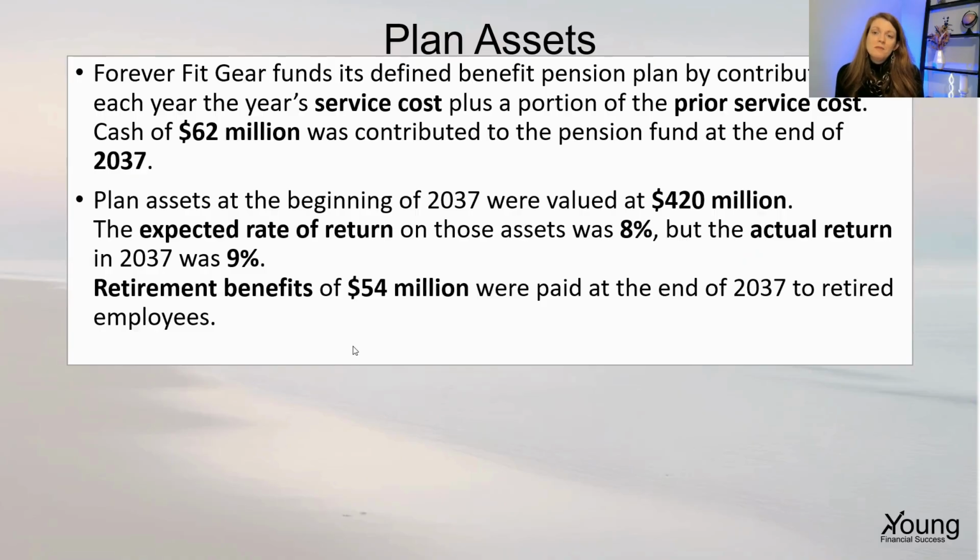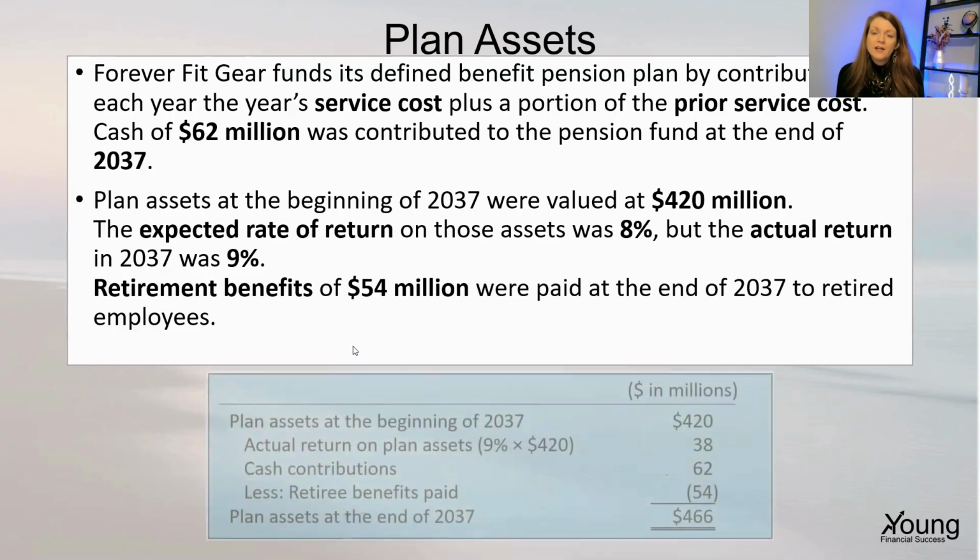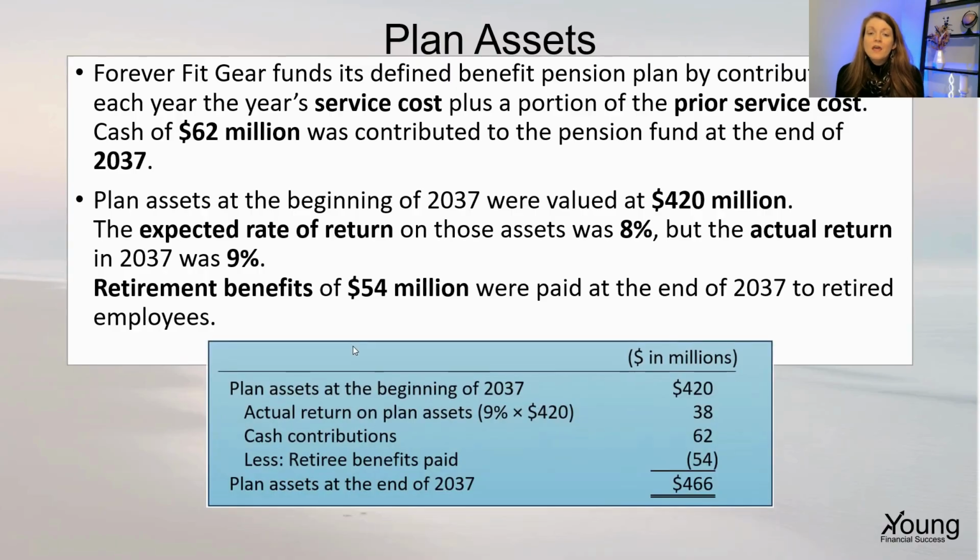Plan assets at the beginning of 2037 were $420 million. So they've got this money set aside in a special account. It's earning a return. The expected rate of return in this scenario is 8% on those assets. But the actual return was 9%. Now, this is going to be important in this video, but it's also going to be important in the next video. Their expected return is 8%. Their actual return is 9%. Yes, we have some good news finally. The retirement benefits of $54 million were paid out to their employees that have already retired by the end of 2037.